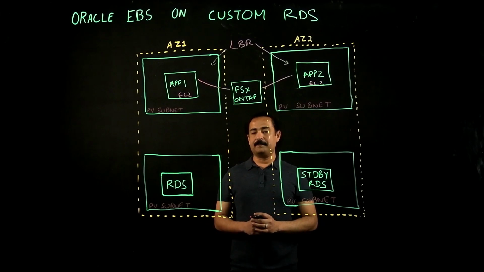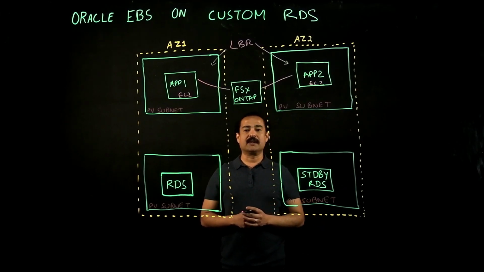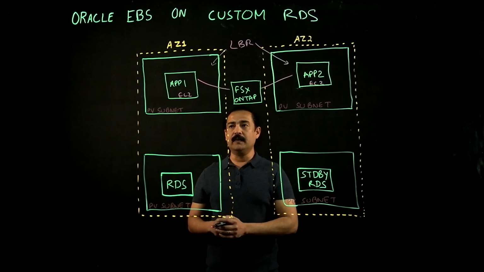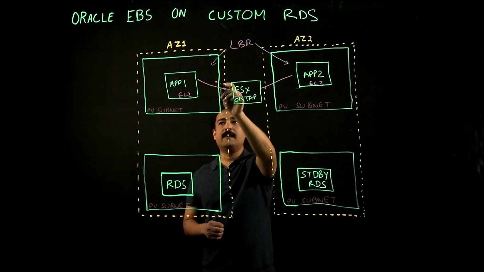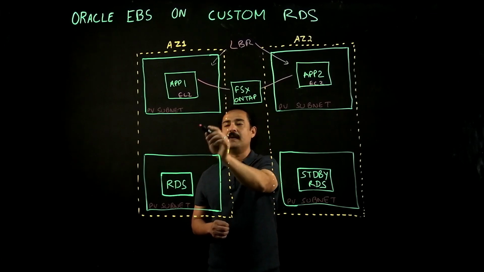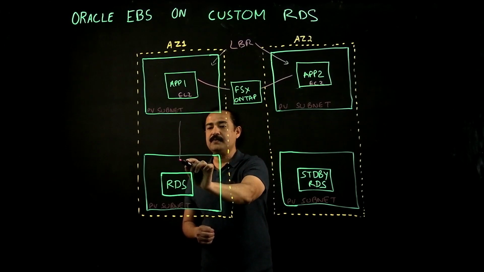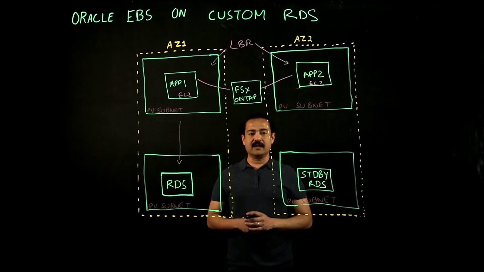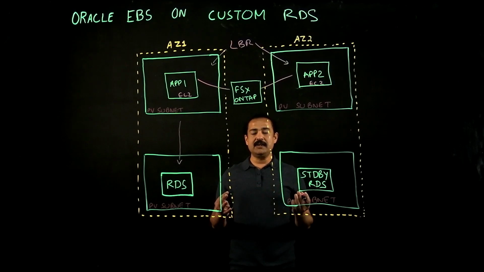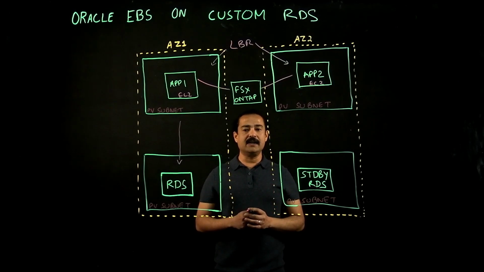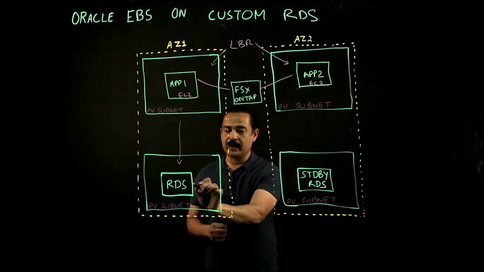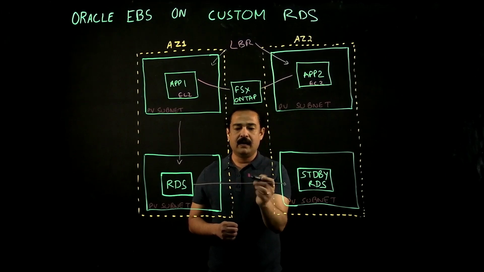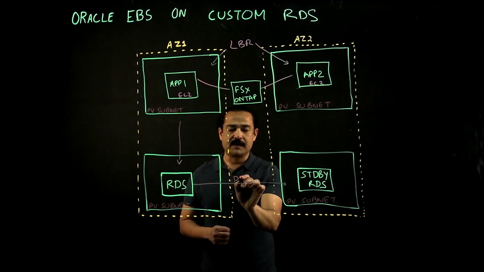Coming back to the database. Since we are deploying Oracle EBS on Custom RDS, the traffic from the load balancer goes to the application tier, and from the application tier the traffic goes to Custom RDS. Now, how do you configure HA for Custom RDS? The technology that can be used for that is Oracle Data Guard. You are going to configure Oracle Data Guard from AZ1 to AZ2 for the purpose of HA.